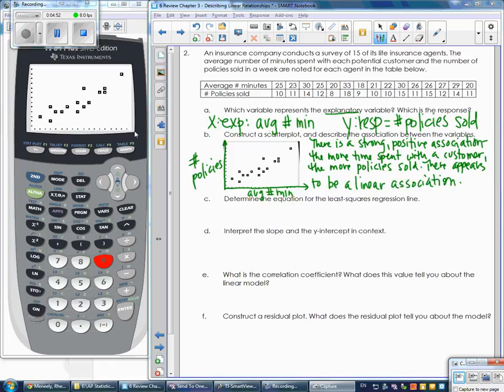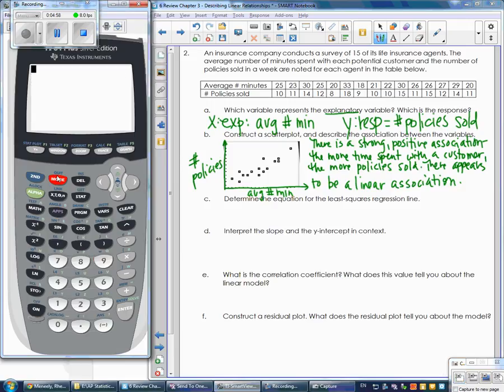Okay. It says to determine the equation for the least squares regression line. Your calculator can do this. Go to your home screen, Stat, calc, and then there's two different options for doing linear regression. I'm just going to use option 4.